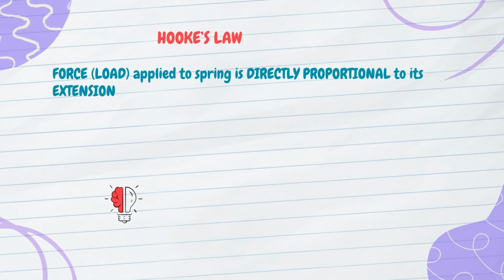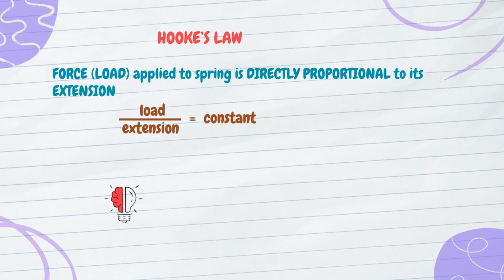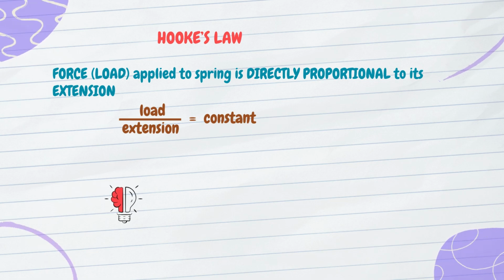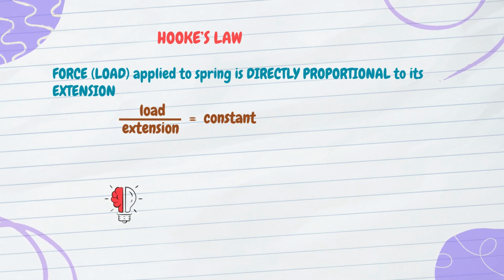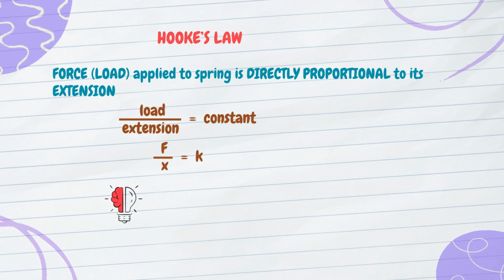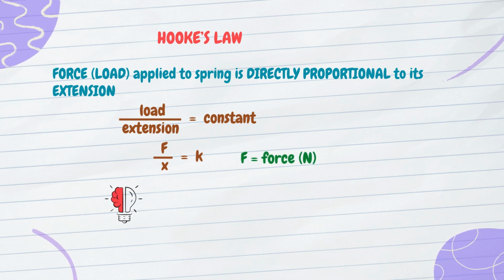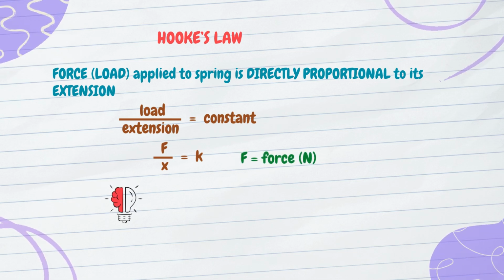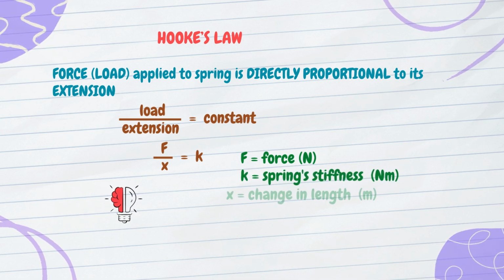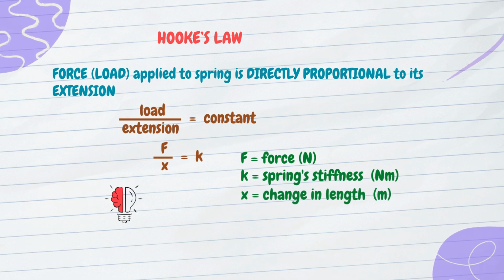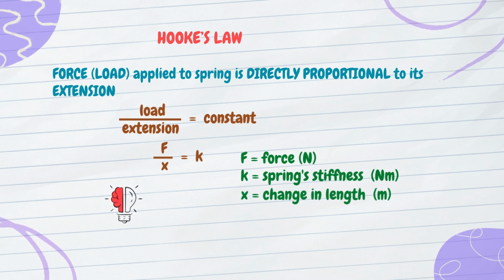Hooke's law is mathematically expressed as load, denoted by F, over extension, denoted by X, is equal to a constant, denoted by K, or simply F over X is equal to K, where F is the force applied to the spring, measured in newtons, K is the measure of the spring's stiffness, measured in newtons per meter, and X is the change in length of the spring from its original unstressed length, measured in meters.